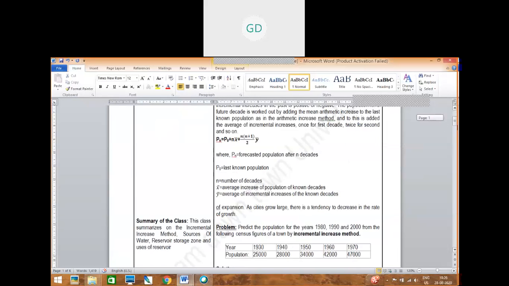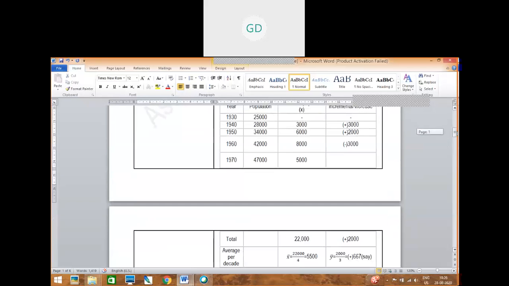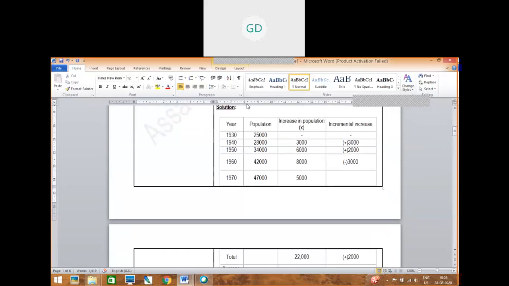Oh, another value is also here. Let me shift it to the next page.